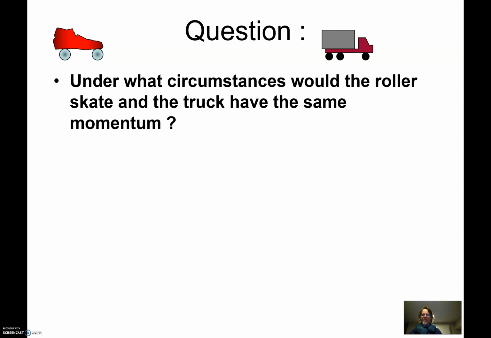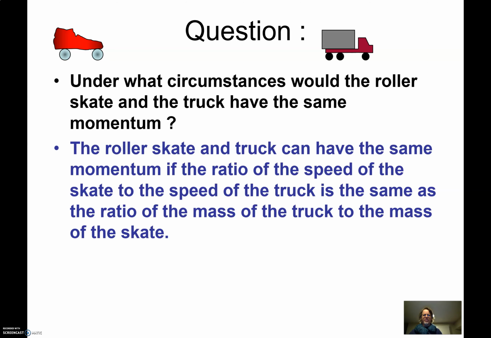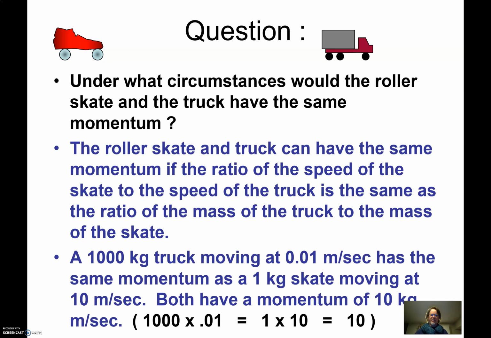Something with really small mass can have a lot of momentum, like a bullet, it's just got to be going really fast. So as long as the roller skate is going really fast and the truck is really slow, they can have the same amount of momentum, if the ratio of the speeds is the same as the ratio of the masses, but inverse. So a 1,000 kilogram truck going really slow at 0.01 meters per second, that's not a lot of momentum for a big truck, can have the same momentum as a 1 kilogram skate going at 10 meters per second, which is about 20-some miles per hour.